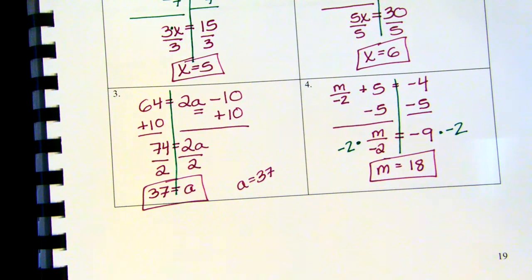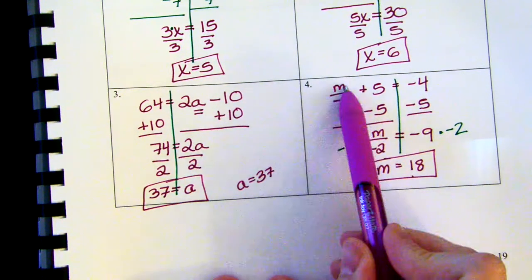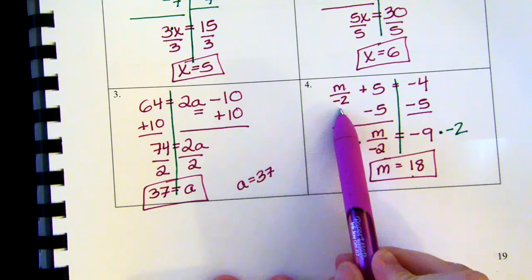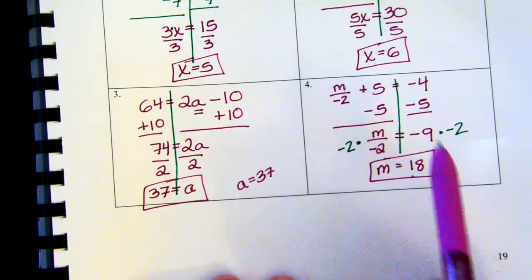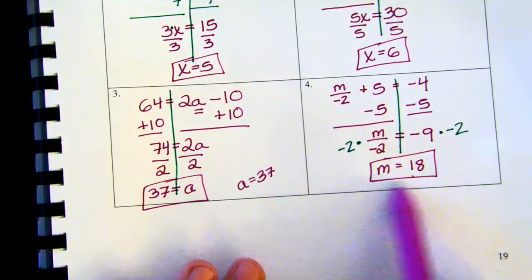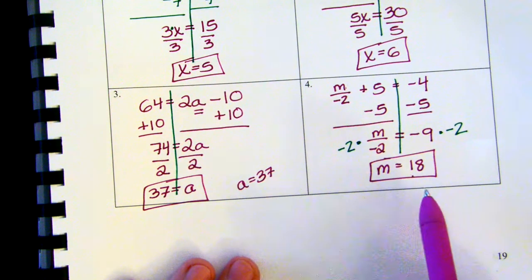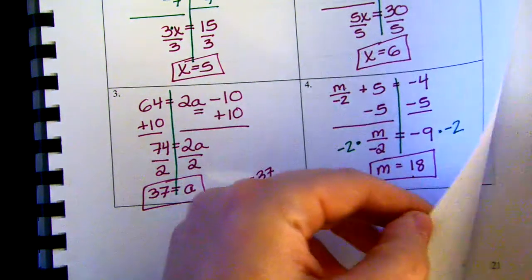By the way, if we want to check this, I can plug in 18 to the original problem. 18 divided by negative 2 is negative 9, plus 5, yeah, really does give me negative 4. And if it didn't give me that answer, then I know my number that I got over here was wrong. We have 4 more examples, and then you're going to try a bunch.